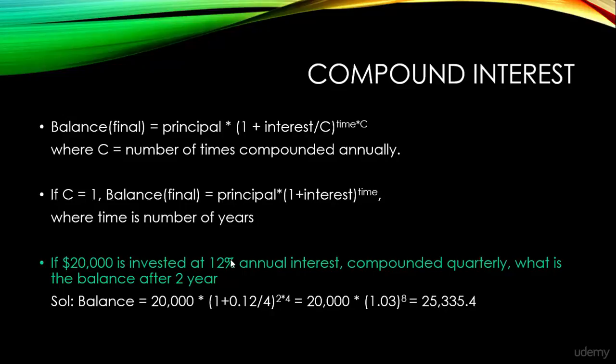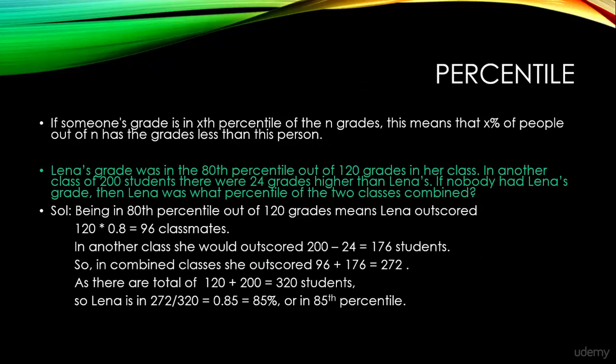If $20,000 is invested at 12% annual interest, compounded quarterly, what is the balance after 2 years? So balance would be equal to 20,000 times (1 plus 0.12 divided by 4) to the power of 2 times 4. It would be equal to 20,000 times 1.03 to the power of 8, which would be equal to 25,335.4.